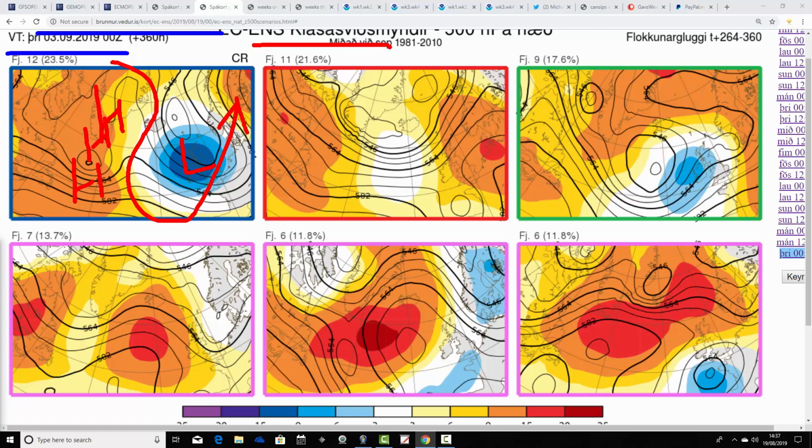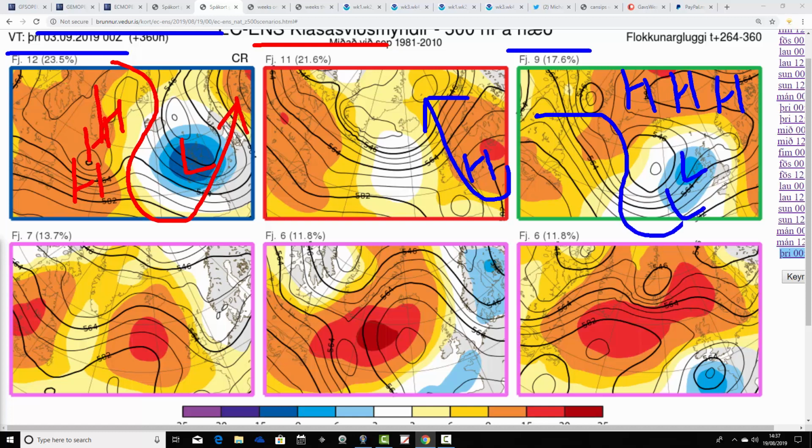We have 11 members of the ECM ensembles with a ridge of high pressure centred just to the east of us. That's pulling up warm, or potentially even very warm, southerly winds. We have 9 members of the ECM ensembles with low pressure just to our west. That's an unsettled option. Northern blocking up here as well, so the jet stream is pushed southwards. That's an unsettled scenario.